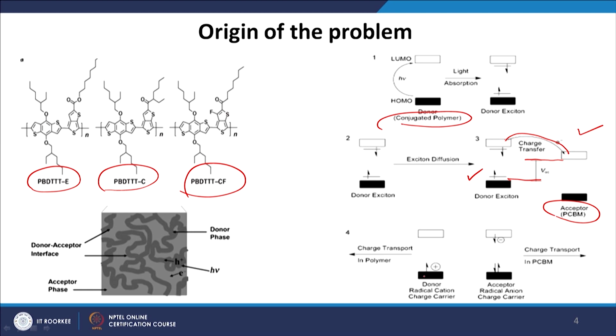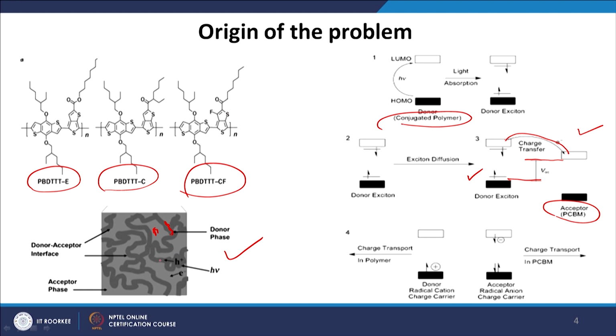Now, for this process to be optimum, what do we need? We need an ideal morphology. We need the donor phase, which is this phase, and the acceptor phase, which is this phase, to be separated from each other. So, this is the hole which exists in the donor phase, and this is the electron which exists in the acceptor phase. And you can see from this image, which is a kind of block diagram.